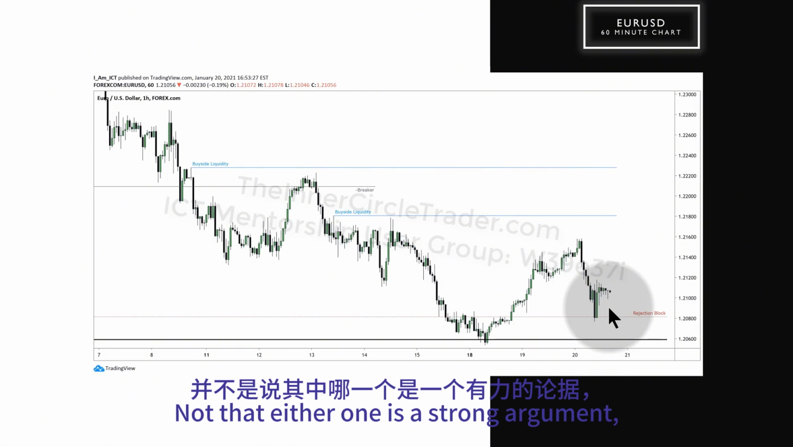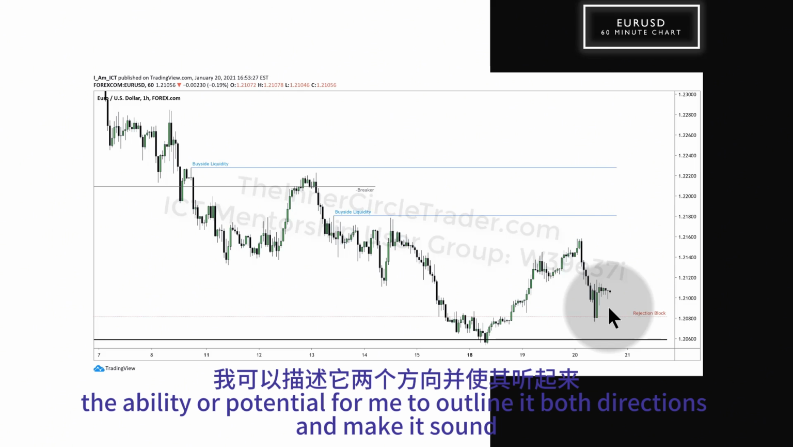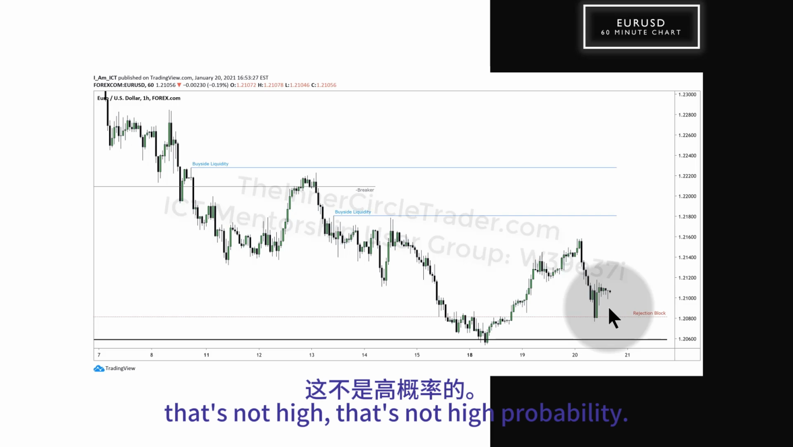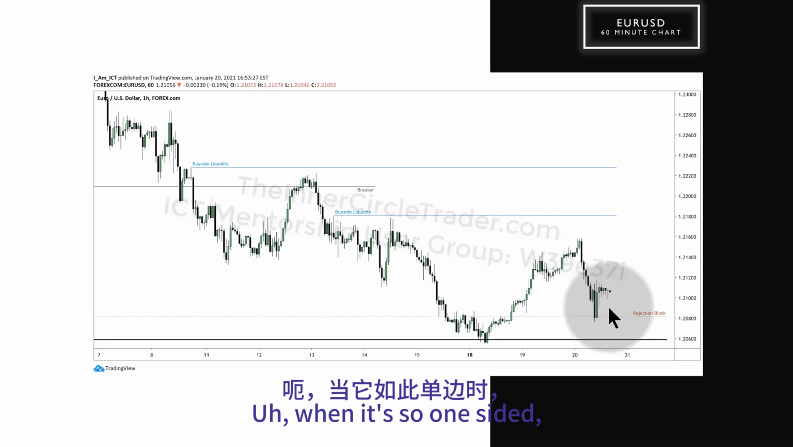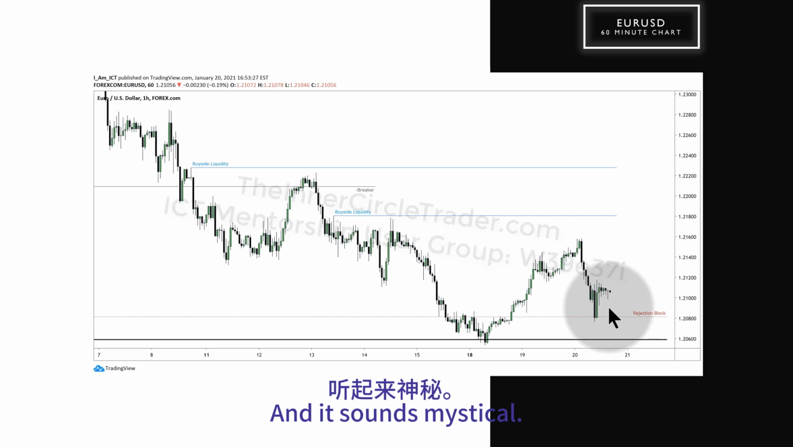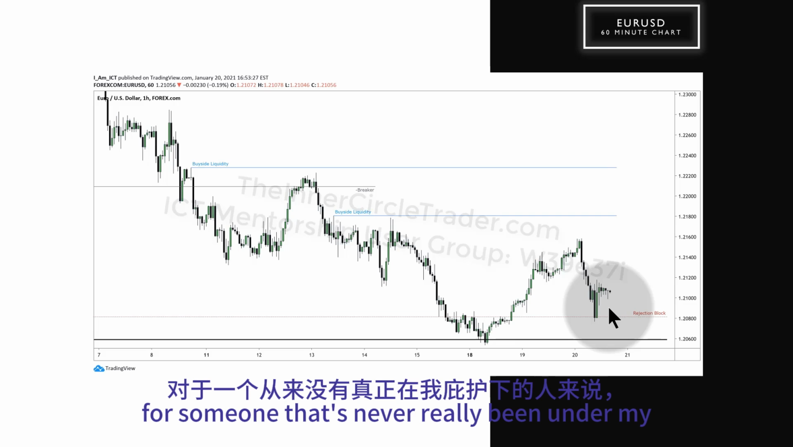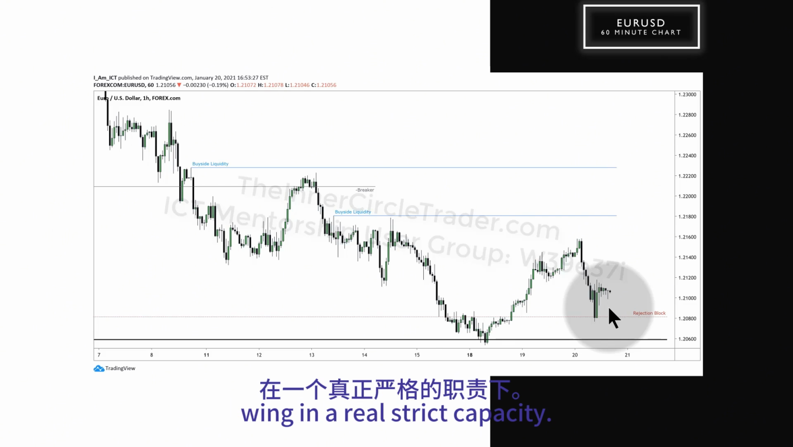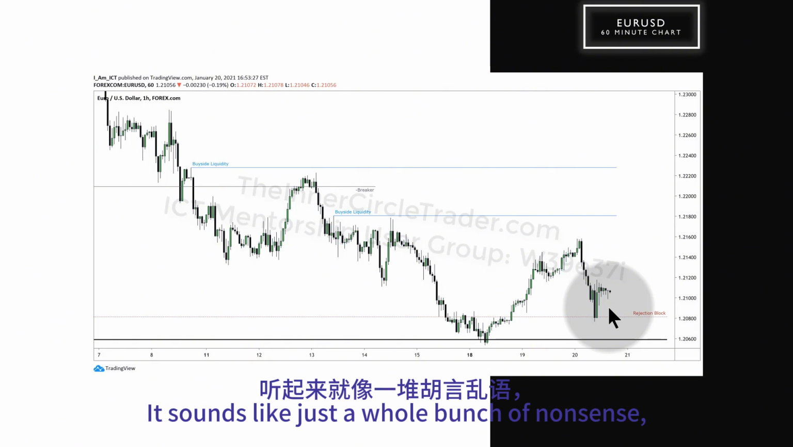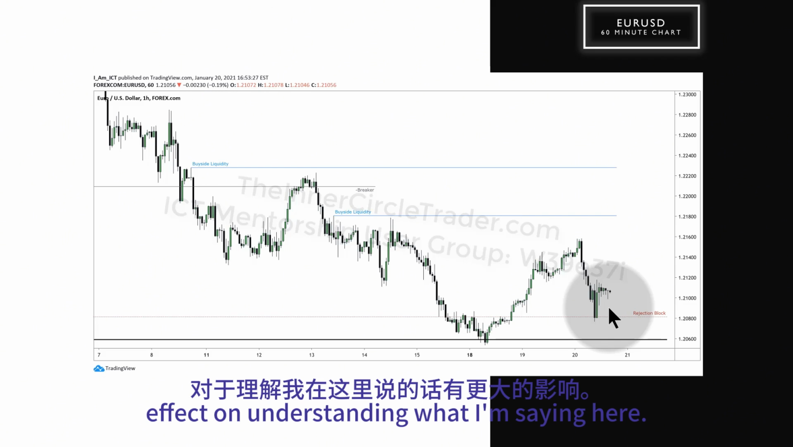Not that either one is a strong argument, but because of the potential for me to outline it both directions and make it sound convincing with my concepts, that's not high probability. Okay, when it's so one-sided, you can clearly see what it wants to do and what it's likely to work off of, and it sounds mystical. It sounds high and lofty. It sounds like mumbo jumbo, okay, for a lay audience, for someone that's never really been under my wing in a real strict capacity. It sounds like just a whole bunch of nonsense, but it's because it's experience that has a greater effect on understanding what I'm saying here.